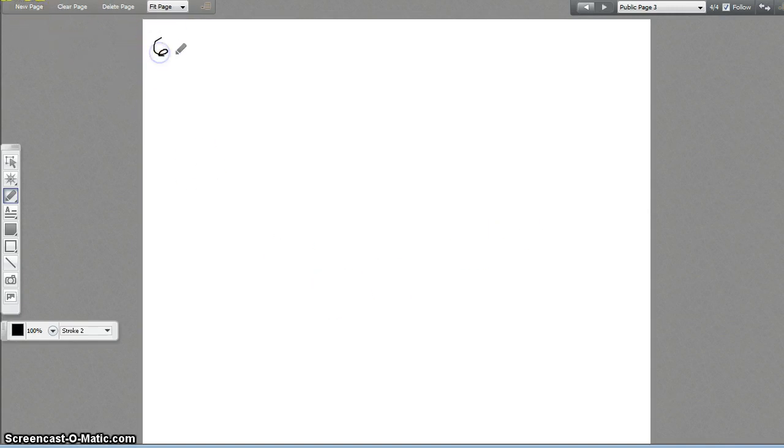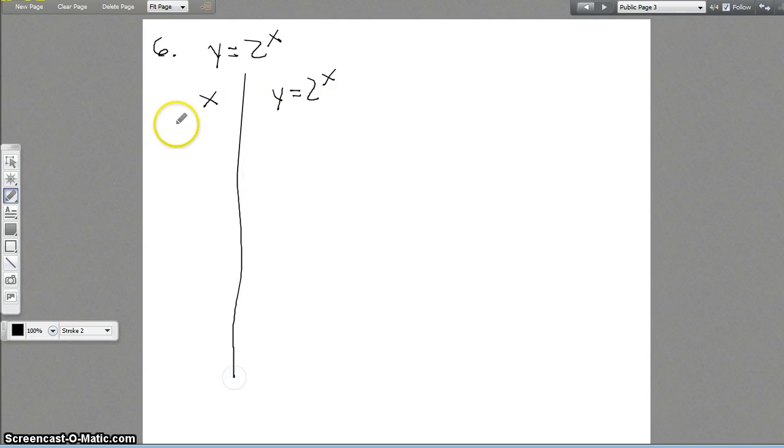So now we're going to look at number 6. Number 6 is just like number 11. It says copy and complete the following table for the function y equals 2 to the x by replacing each blank with either an integer or a decimal fraction. So we have our x values and we have our y values. Y equals 2 to the x. And I'm going to do this as a vertical chart, even though the book shows it as a horizontal.